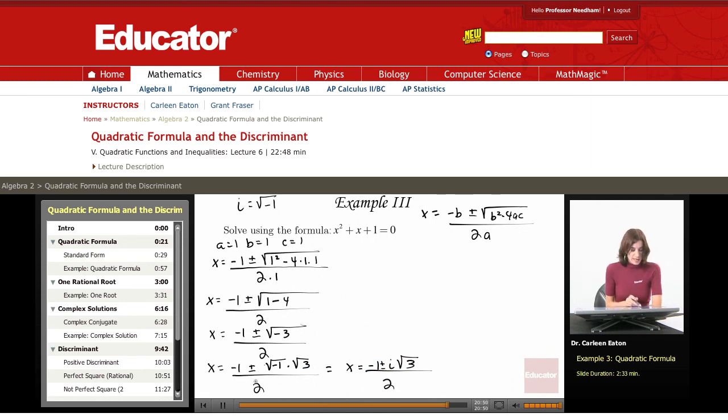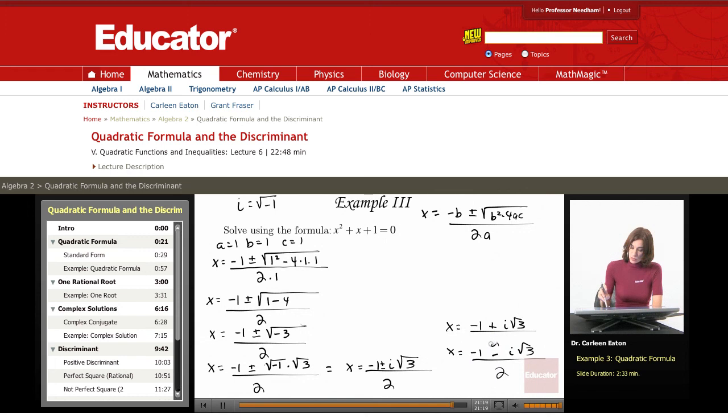Okay, so I had a square root of negative 3. I broke that down into the square root of negative 1 times the square root of 3, which gives me x equals negative 1 plus or minus i, since this is equal to i, radical 3 all over 2. And I can rewrite that a slightly different way and say x equals negative 1 plus i radical 3 over 2, and x equals negative 1 minus i radical 3 all over 2.